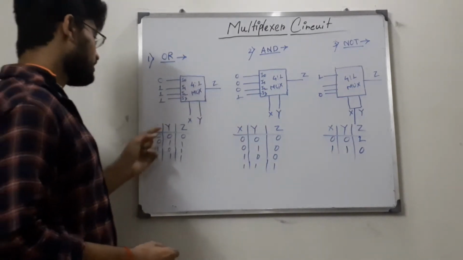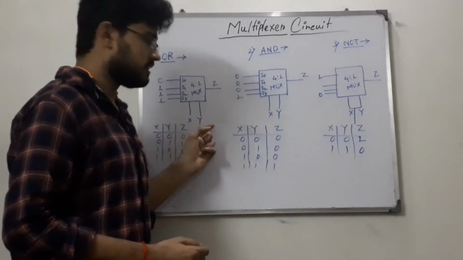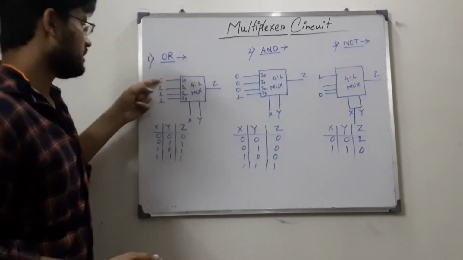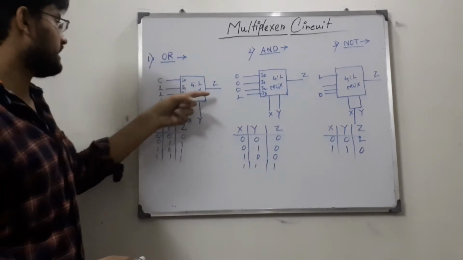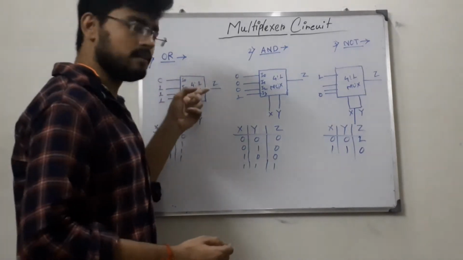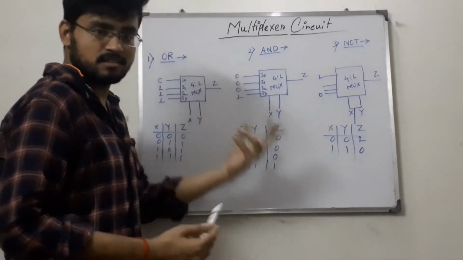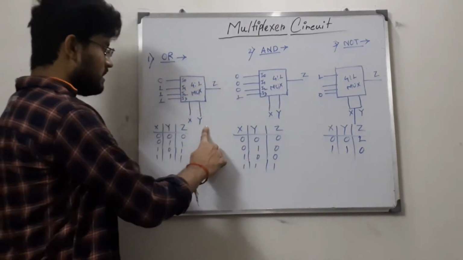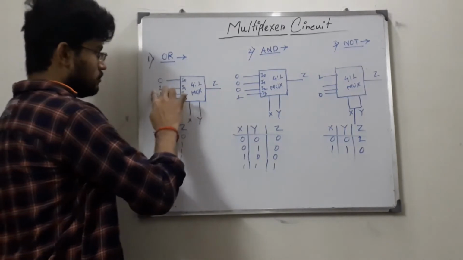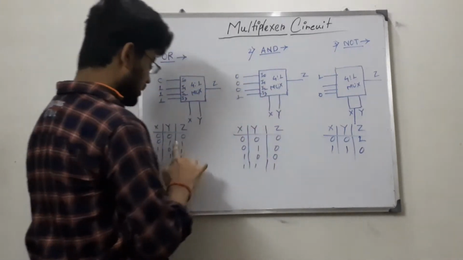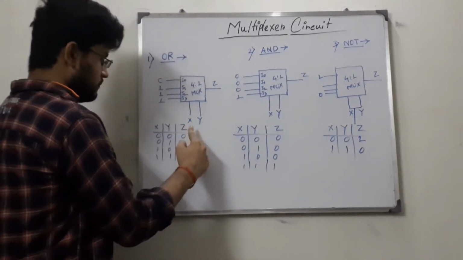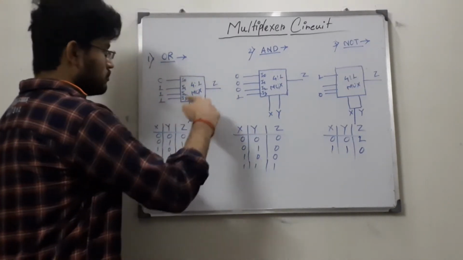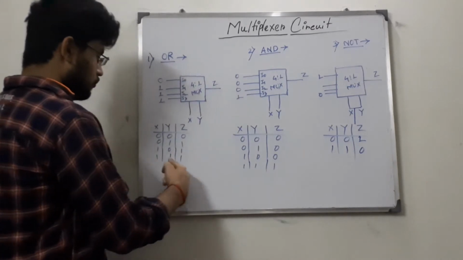So see, if we give 0 0 as select input, then we will get I0 as output, and I0 is 0. So if we get 0 0 in XY, then we get 0 as output. This is the property of OR gate. And again, if we give 0 1, then I1 will be the output. I1 is 1, so we will get 1 as output. This is the truth table of OR gate. If we give 1 0, then we will get I2 as output. I2 is equal to 1, so we will get 1 as output. Then 1 1 is 1.